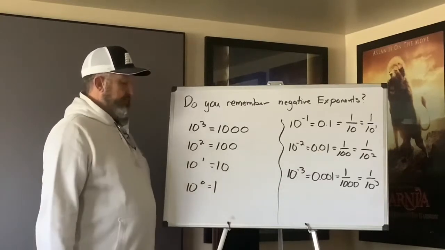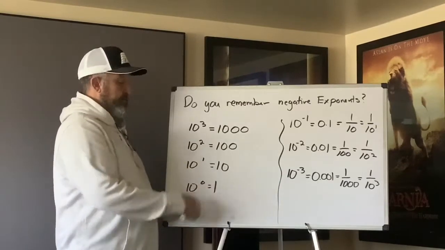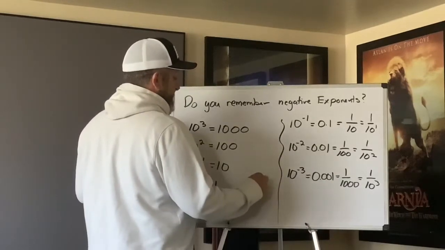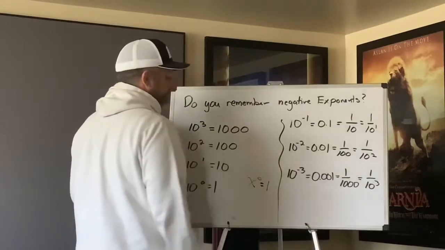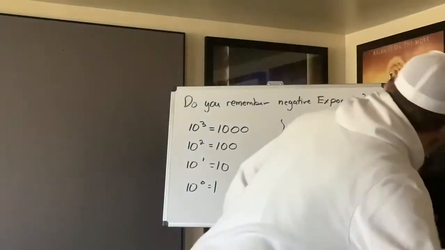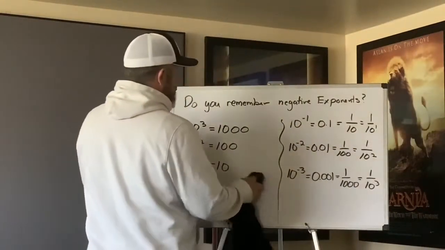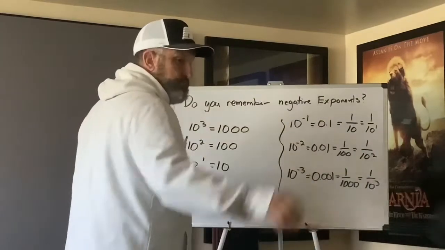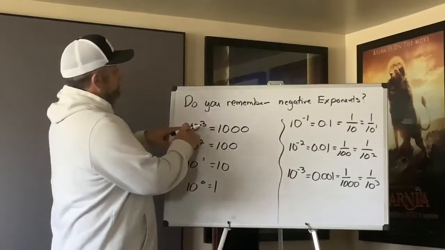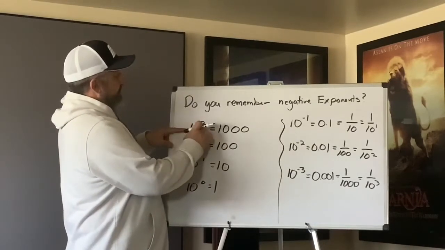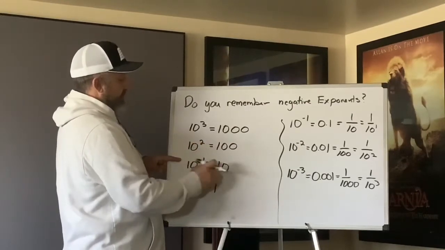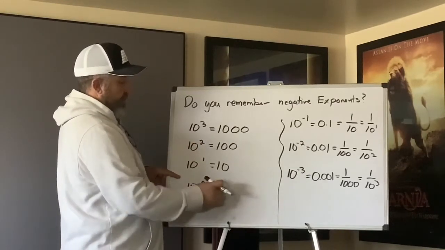10 to the 0 power. Remember when we talked about this? Anything raised to the 0 power is 1. That confuses people, but that just is what it is. X to the 0 power is 1. Anything raised to the 0 power is 1. So we have a pattern developing here then. You can see, 10 to the 3rd power is a 1 with 3 zeros. 10 squared, 1 with 2 zeros. 10 to the 1 power, 1 with 1 zero. 10 to the 0 power, a 1 with no zeros.